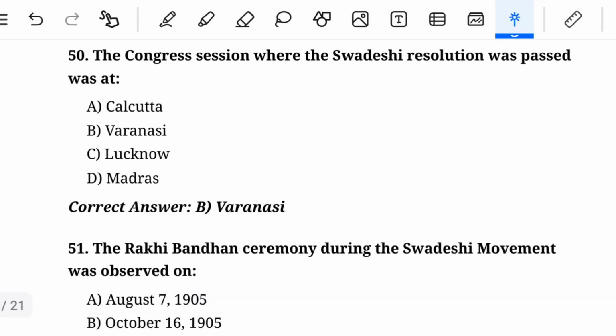50. The Congress session where the Swadeshi resolution was passed was at A. Calcutta, B. Varanasi, C. Lucknow, D. Madras. Correct answer B. Varanasi.